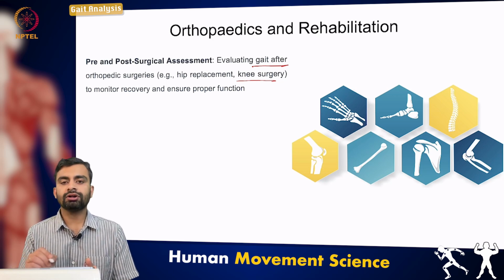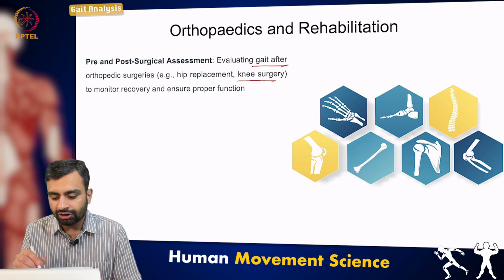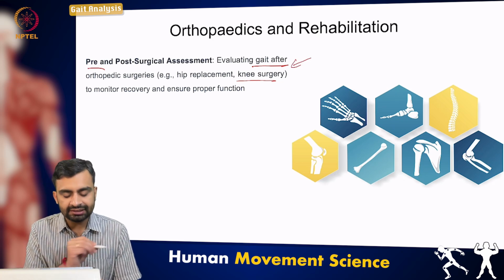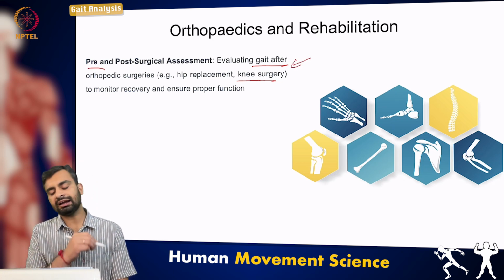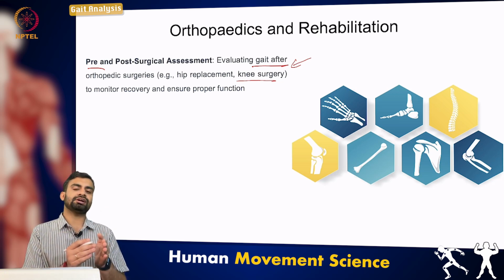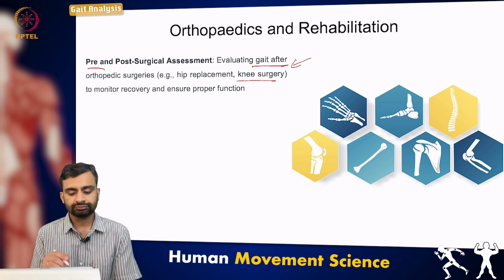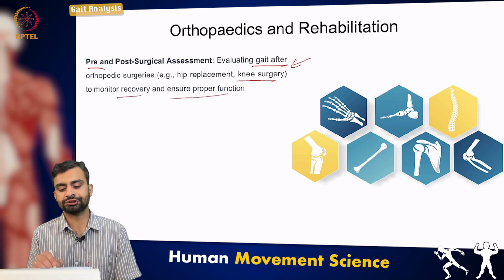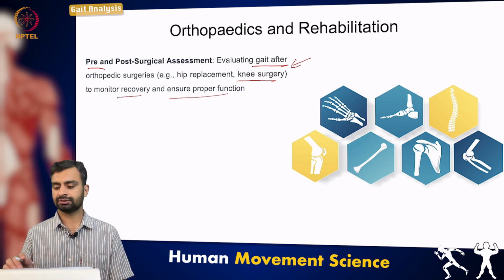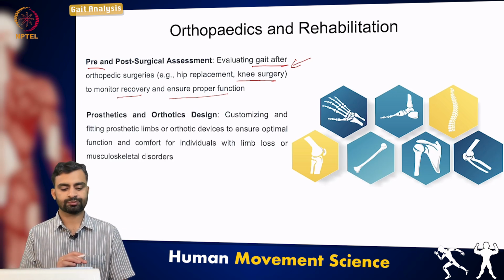They will look at all those parameters to decide the surgery, which is known as pre-surgical assessment. After the surgery, and after the basic rehabilitation, they will again perform the gait analysis to look at the recovery and then ensure proper functioning of the limbs or the patient itself.